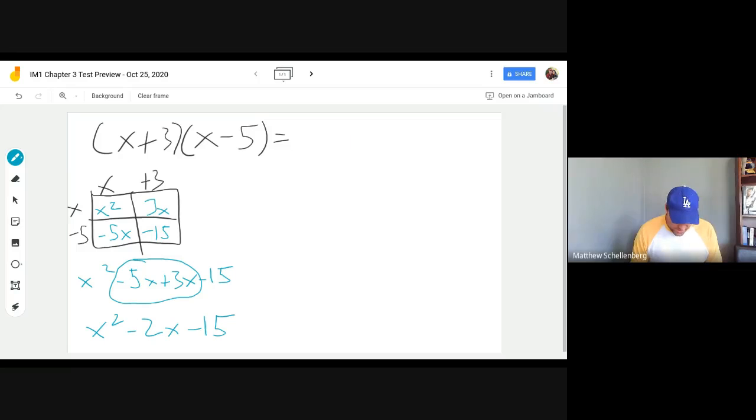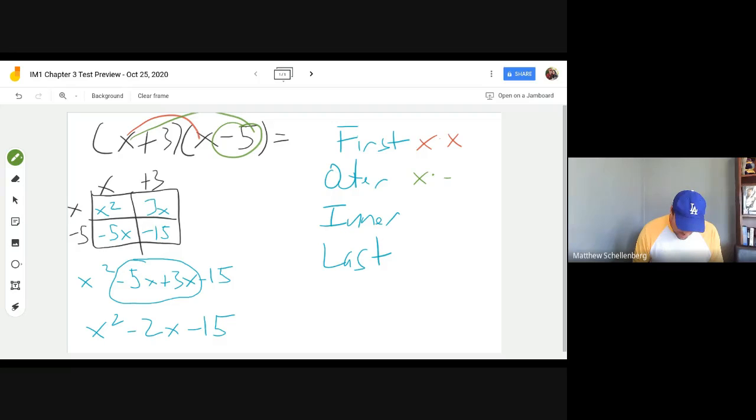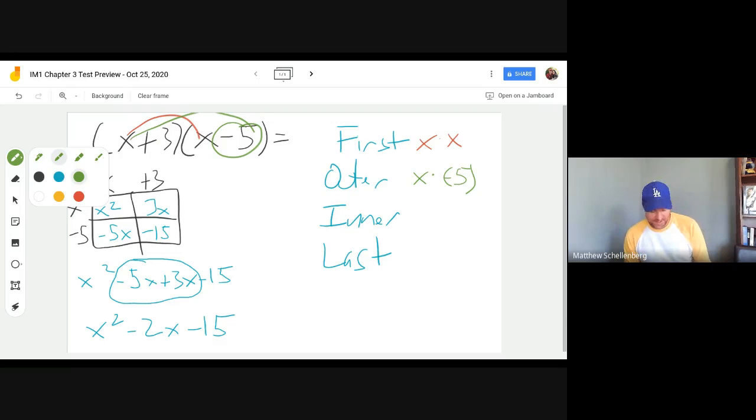The other way to do this is to do what we call FOIL: first, outer, inner, last. So FOIL stands for first, outer, inner, last. So for example, the first item in each bracket is x times x. The outer item in each bracket is x and negative 5. Remember, the minus belongs to the 5. So it becomes minus 5. The inner is the stuff on the inside, meaning the ones that are closest together in the brackets. That would be 3 and x in this case.